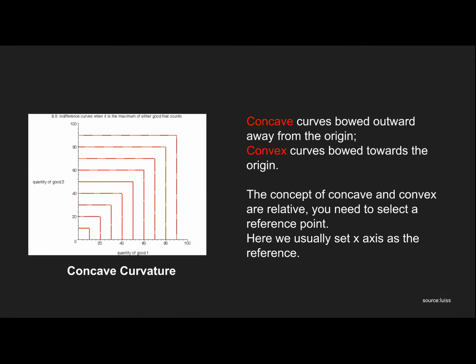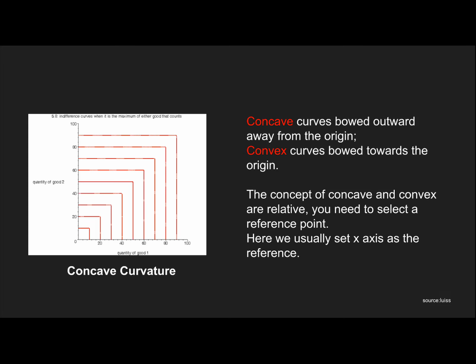And for concave and convex, concave curves bow outward away from the origin. So you can see this is also a concave curve, but it's a special one because it has a 90-degree angle, right? So it's actually not a curve. It's just two straight lines. It's also a special form of the curve, and this is also concave. And convex curves bow towards the origin.